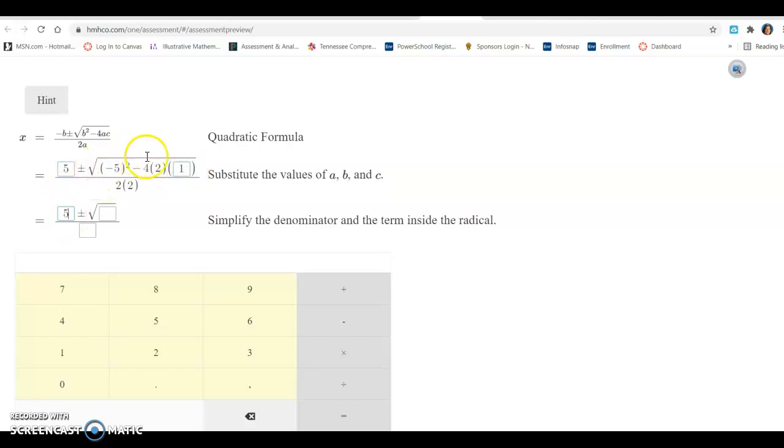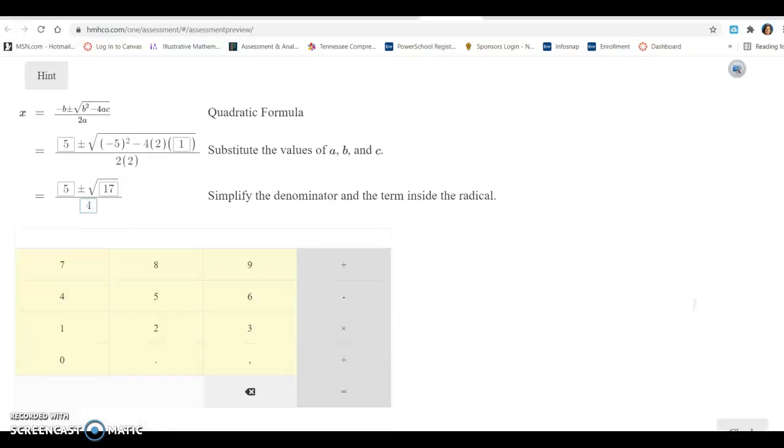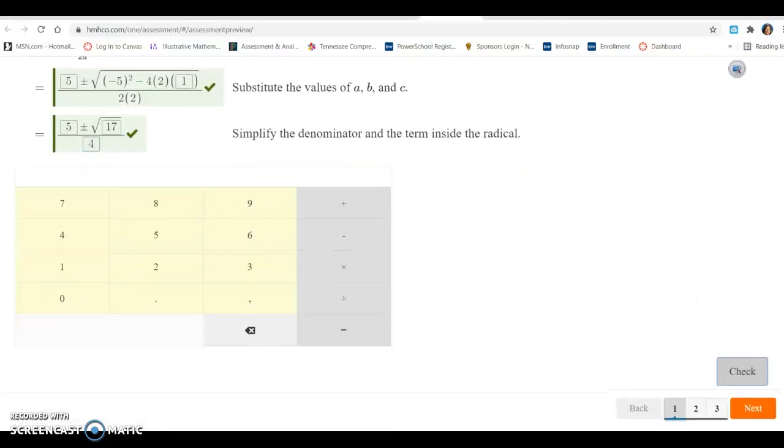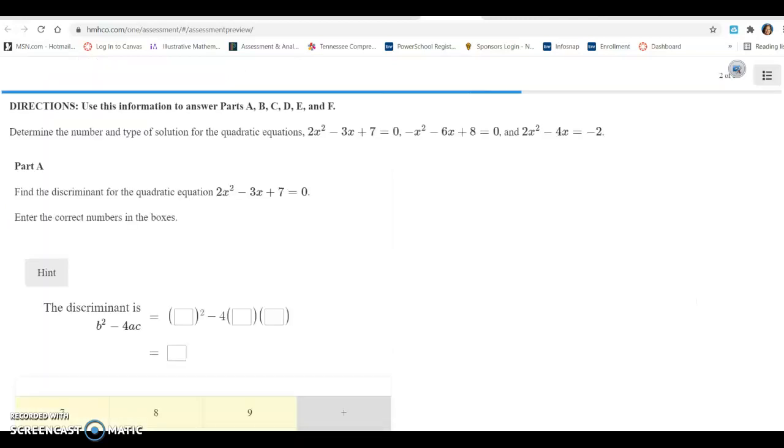So if you take what's under the square root, that's considered the discriminant. And we're going to do -5 squared, which is 25, and then minus 8. So we're going to put 17 in there, and then we just do 2 times 2, which is 4. All right, moving on to the next question.